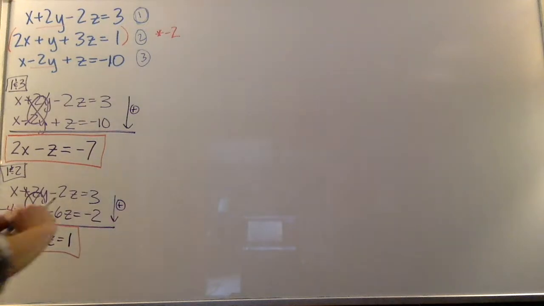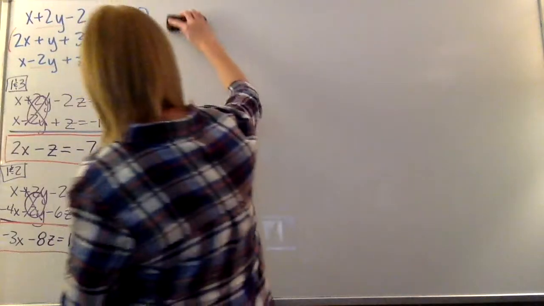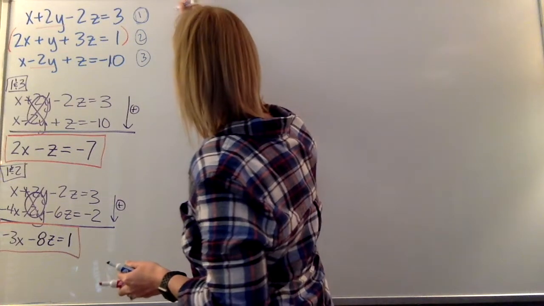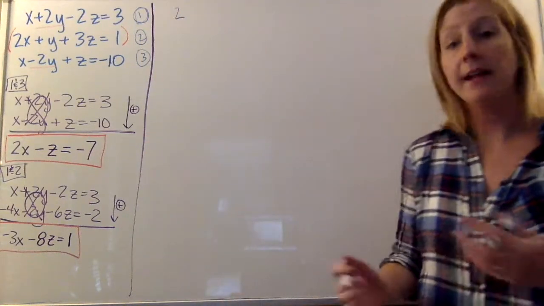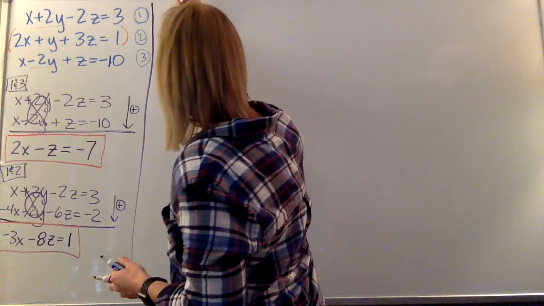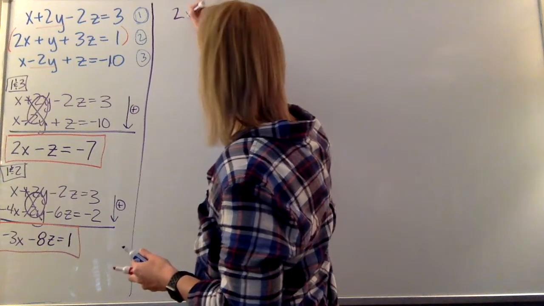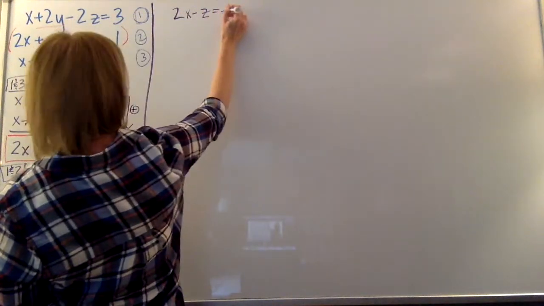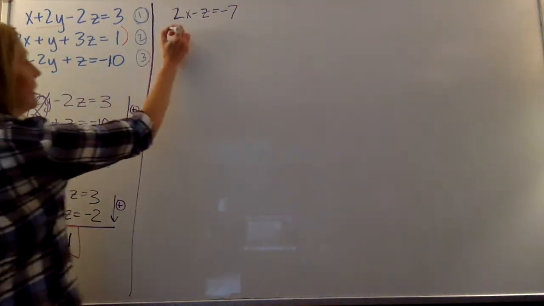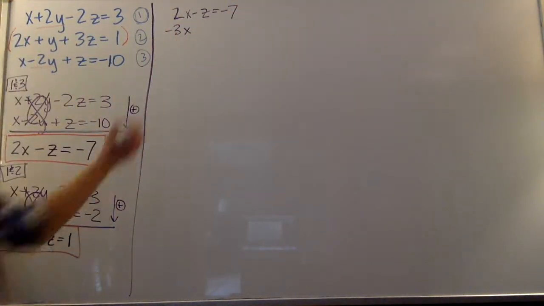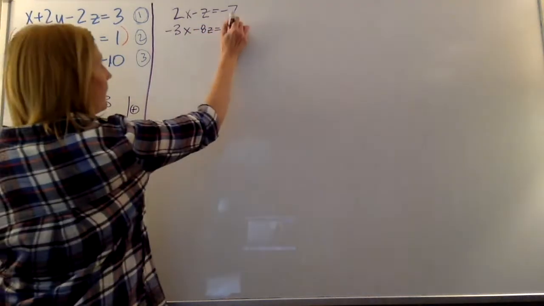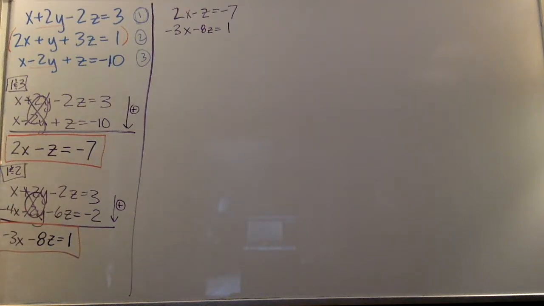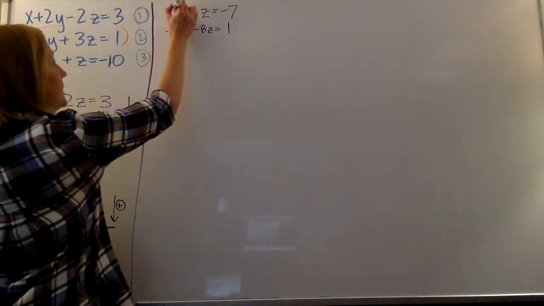Perfect. So I'm going to take those two back up top here. Just going to erase that times negative 2 so we don't get confused with it. So I'm going to take 2. A lot of times, because I'm working sideways, I'll draw a line. It helps me stay organized. I'm just rewriting my two equations. So I have 2x minus z equals negative 7. Trying not to get in the way here. And then negative 3x minus 8z equals 1. All right, so this goes back to your regular system with two variables and two equations here.